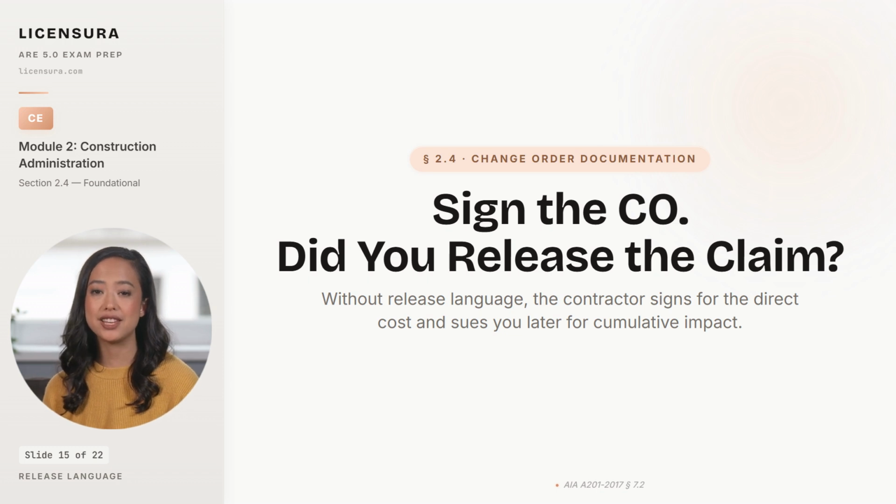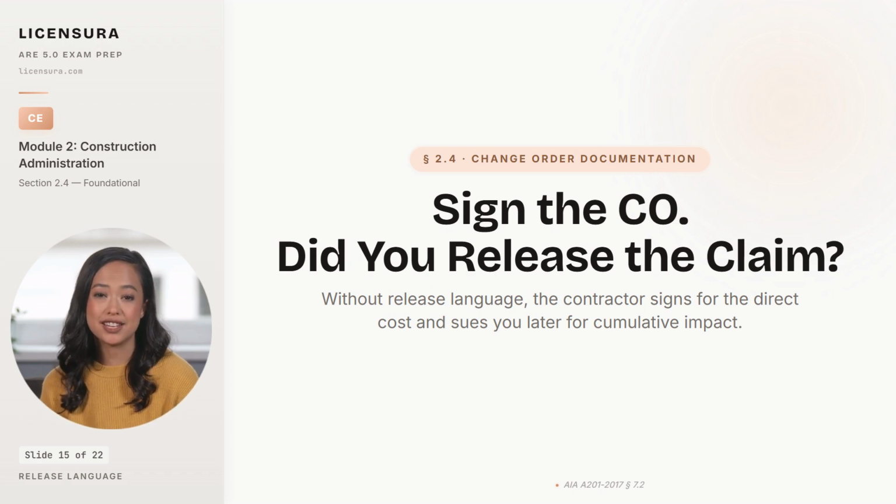The contractor signs the CO for the direct cost of the change. The work proceeds, and 6 months later, the same contractor files a separate claim for cumulative impact, schedule disruption, or lost productivity attributable to the same change. The owner is furious. The architect is in a deposition explaining why the CO did not include accord and satisfaction language, and the firm's professional liability carrier is the one writing the check.